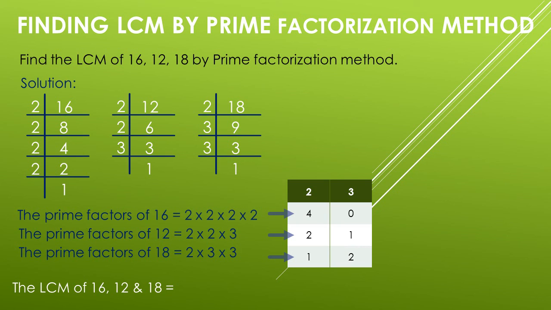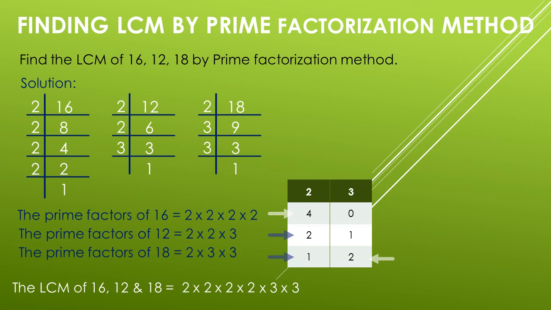Now what we need to do with this? We need to take the maximum count of each prime factor. So first I take 2. 2 is present 4 times in 16, 2 times in 12 and 1 time in 18. So take the maximum, that is 4. So write 2 four times. Now next is 3. 3 is present 0 times in 16, 1 time in 12 and 2 times in 18. So take the maximum, that is 2. So write 3 two times.